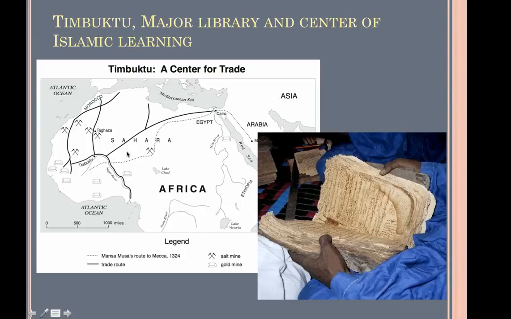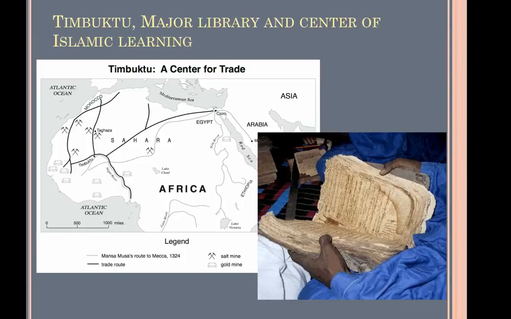And it was the means by which Islam spread to West Africa, Islamic learning, making Timbuktu one of the most important centers of Islamic learning in all of Africa, still home to both amazing mosques and to libraries of texts.